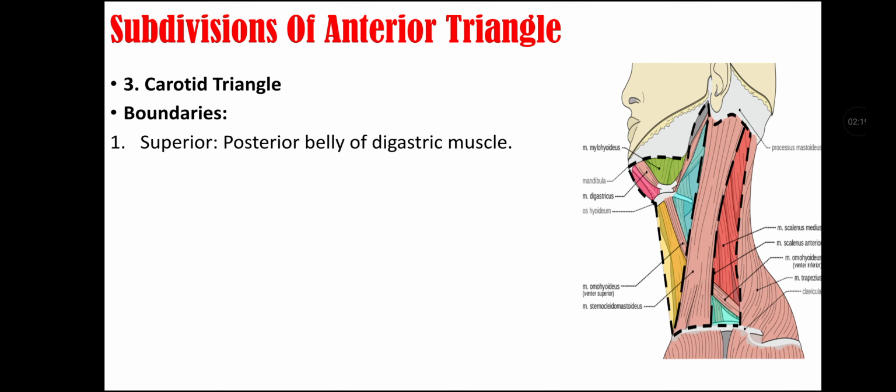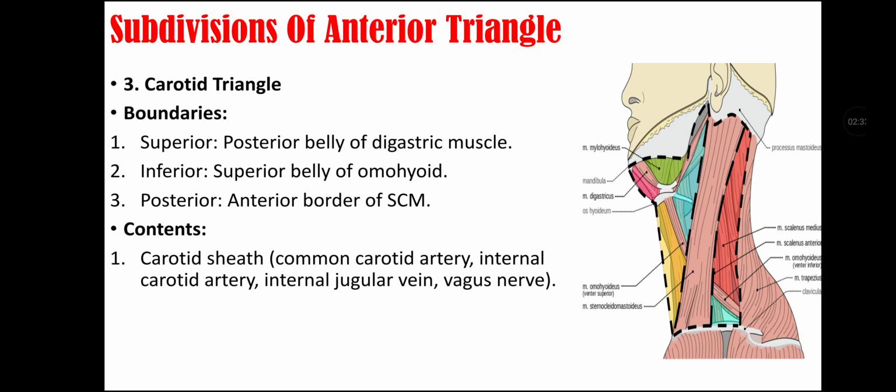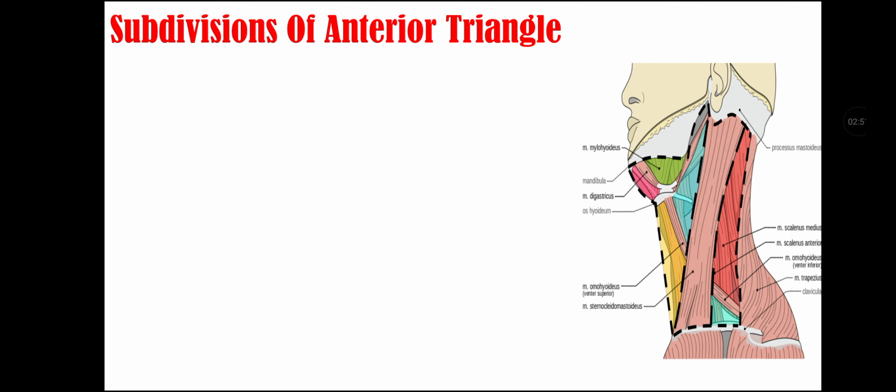Third subdivision of the anterior triangle is the carotid triangle. Its superior boundary is the posterior belly of the digastric muscle. Its inferior boundary is the superior belly of the omohyoid muscle. Its posterior boundary is the anterior border of the sternocleidomastoid muscle. The contents of the carotid triangle include the carotid sheath, which includes the common carotid artery, internal jugular vein, and vagus nerve. Second content is the hypoglossal nerve, that is the 12th cranial nerve, and the ansa cervicalis. Third content is deep cervical lymph nodes, and fourth is external carotid artery branches.